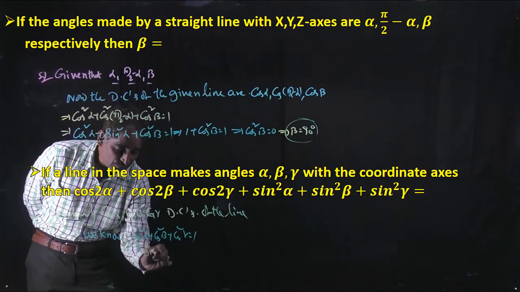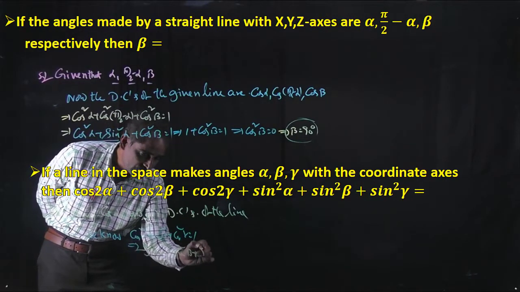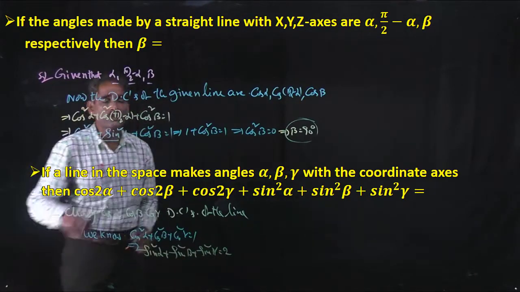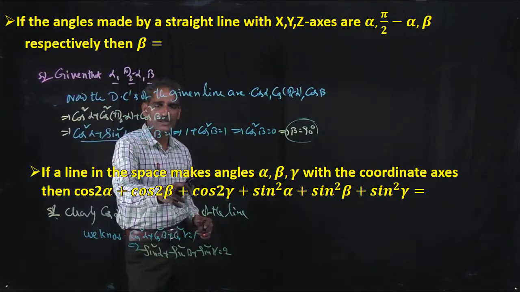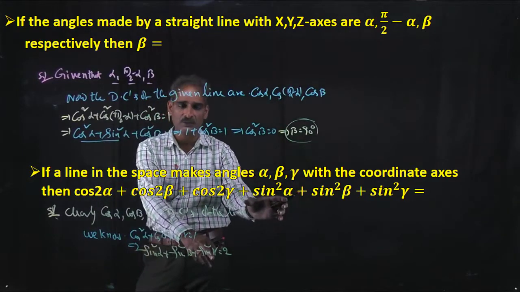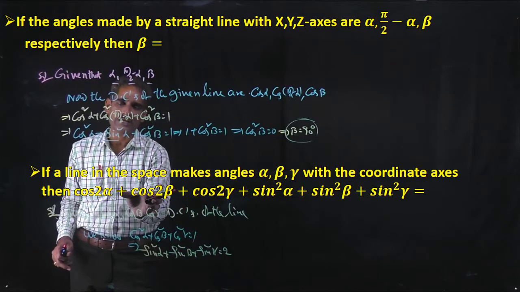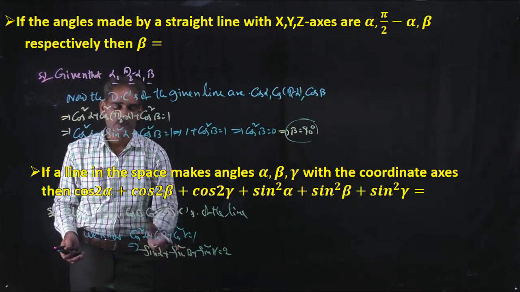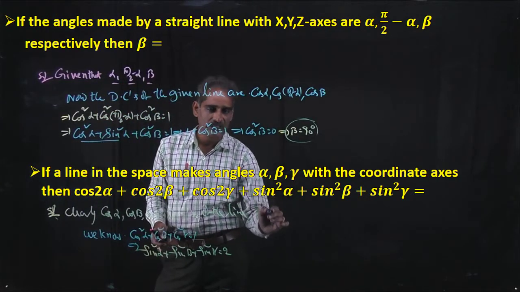Sin square alpha plus sin square beta plus sin square gamma is equal to 2. Now we have to find the value of cos 2 alpha plus cos 2 beta plus cos 2 gamma. Already we know this expression's value is 2. We have to change cos 2 alpha plus cos 2 beta plus cos 2 gamma in terms of cos or sin. So better to change in terms of cos. So now take the LHS.